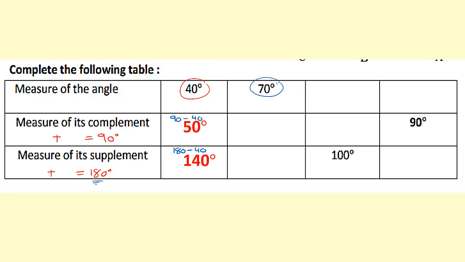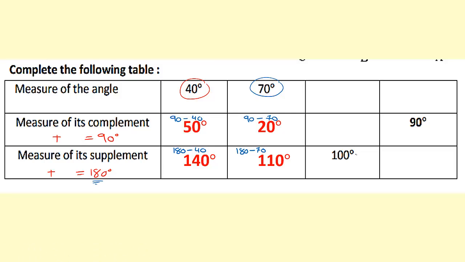The measure of the angle equals 70 degrees. He wants me to find what angle it complements and what angle it supplements. So to find what angle it complements, I will make 90 minus 70. So I will have here an answer of 20 degrees. What about the angle which supplements? It's 180 degrees minus 70 degrees. So I will have here an angle of 110 degrees.